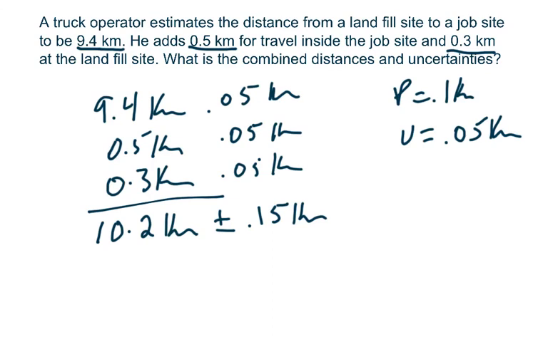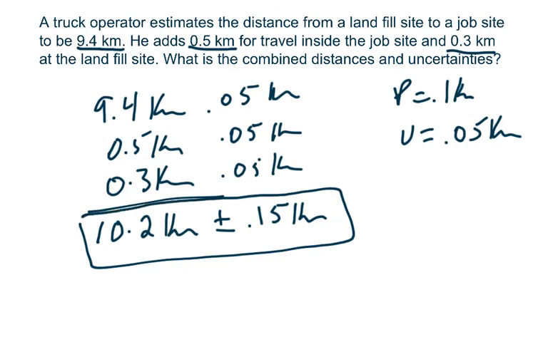So this truck driver may have driven 10.35 kilometers over this whole trip, or he may end up only driving 10.05 kilometers. But the idea is that he measured 3 different things. Therefore, he has 3 different uncertainties in his issue.